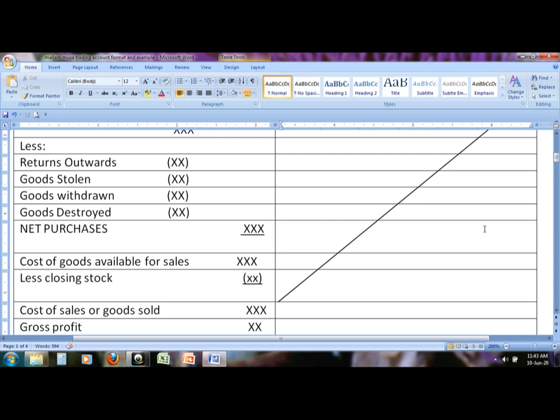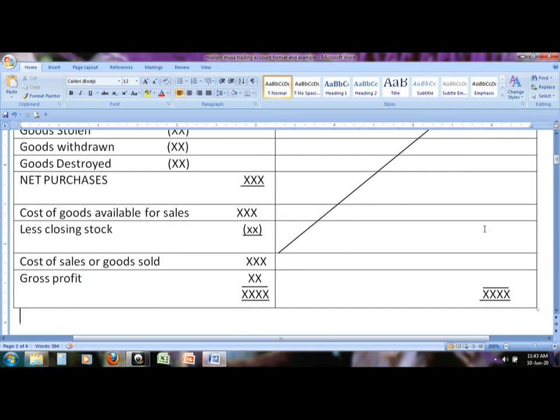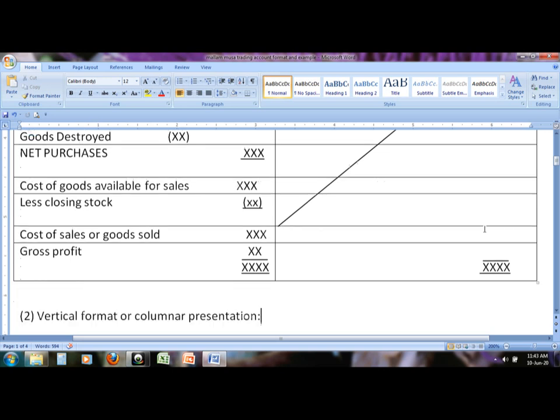The amount left over is 10,000 naira. That 10,000 naira is our gross loss. Those are the items in the trading account. After that, you now add the items together. You get your final answer.